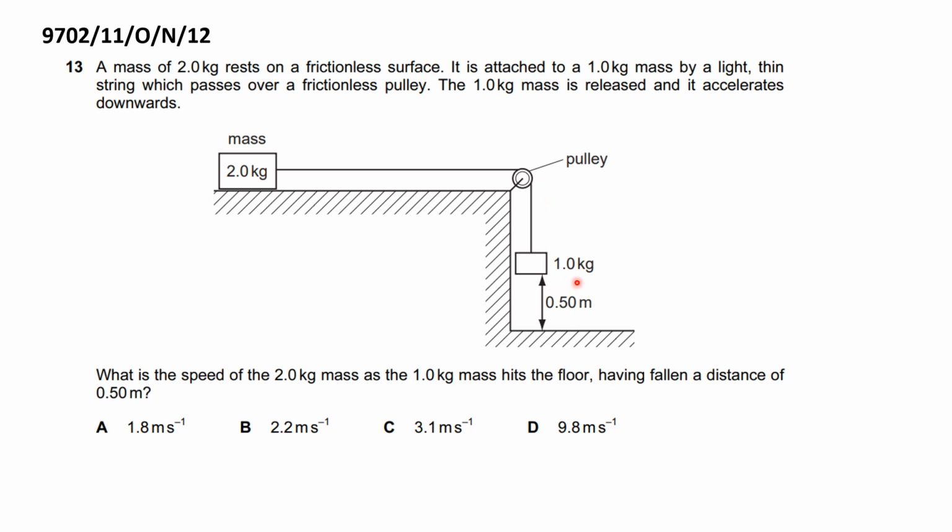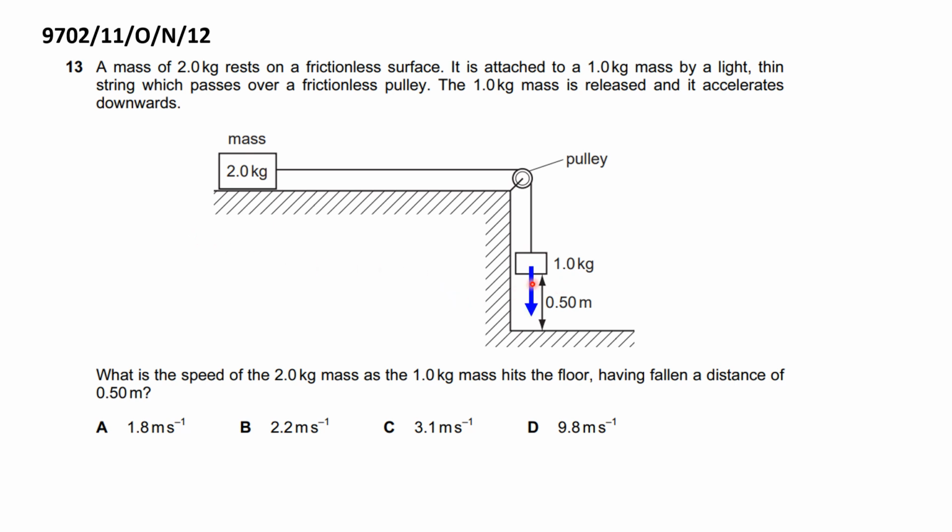The 1 kilogram mass is released and it accelerates downward. What is the speed of the 2 kilogram mass as the 1 kilogram mass hits the floor, having fallen a distance of 0.5 meter? So let me start with the free body diagram.